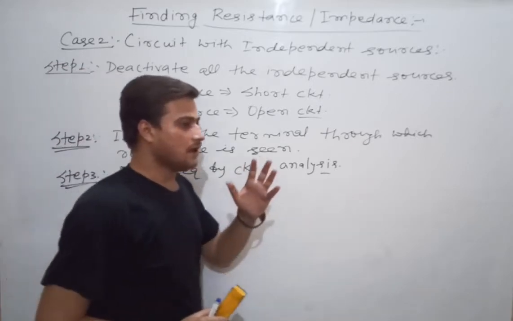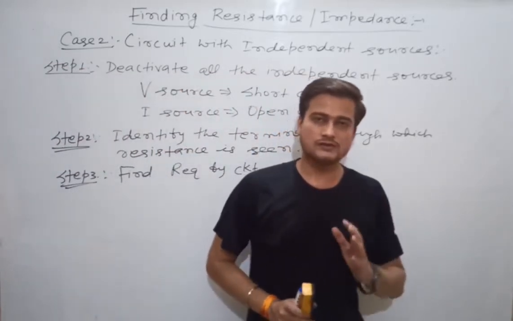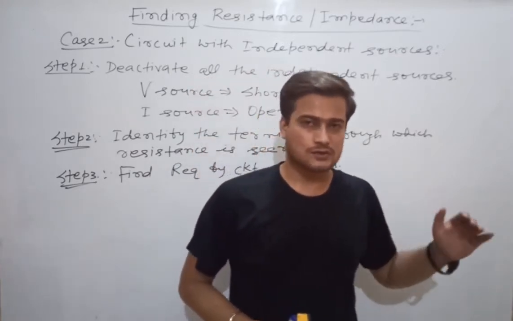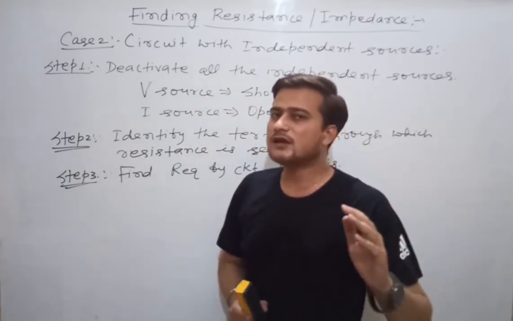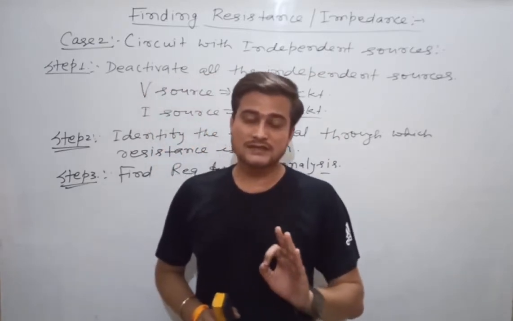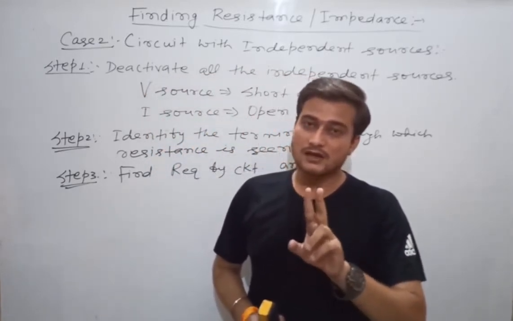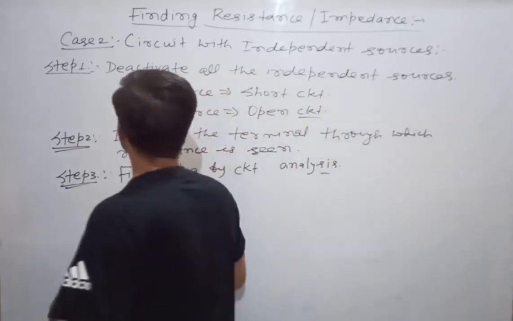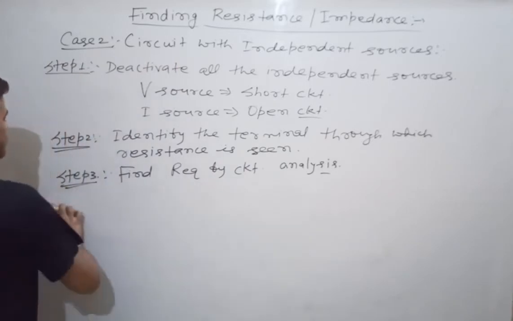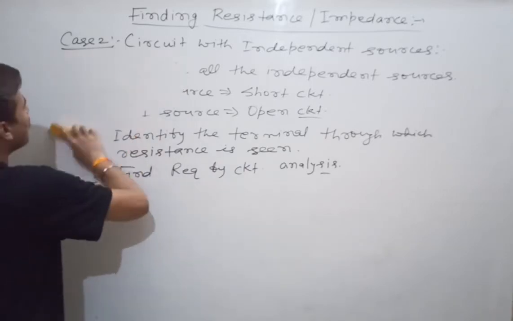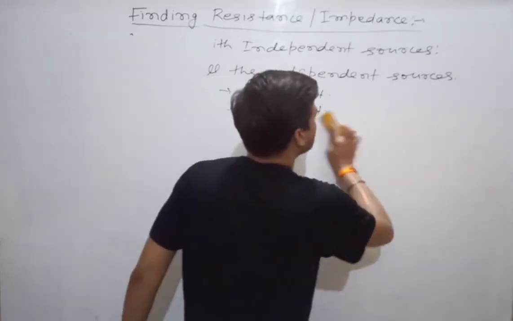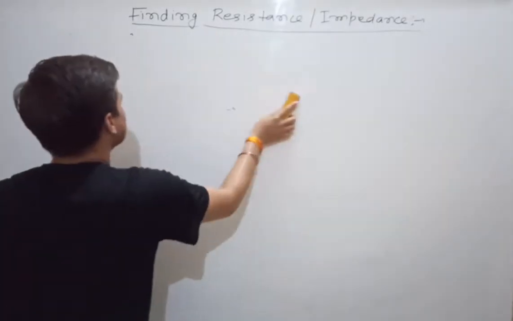That means if a network is given to you and you see that there are independent sources, there can be one independent source or more than one independent source, but there won't be any dependent source. Then you have to follow all these 3 steps. So next, let us discuss some problems based on this type of circuit.